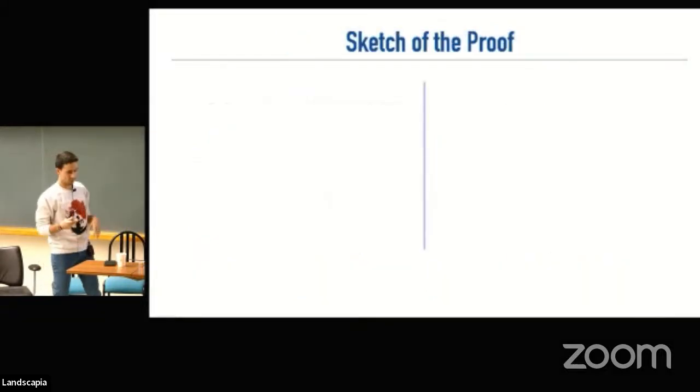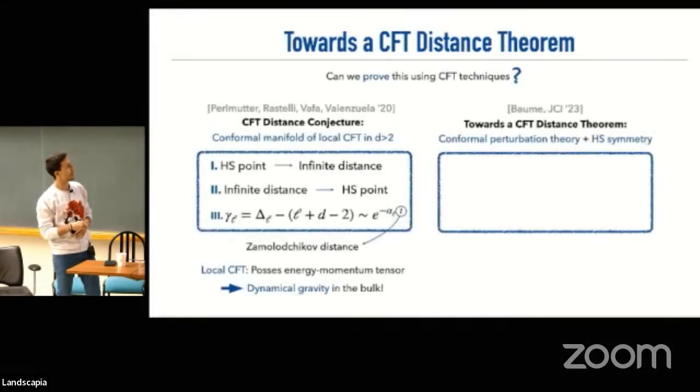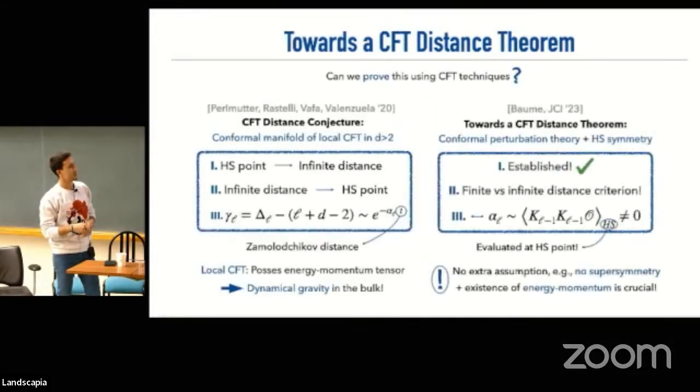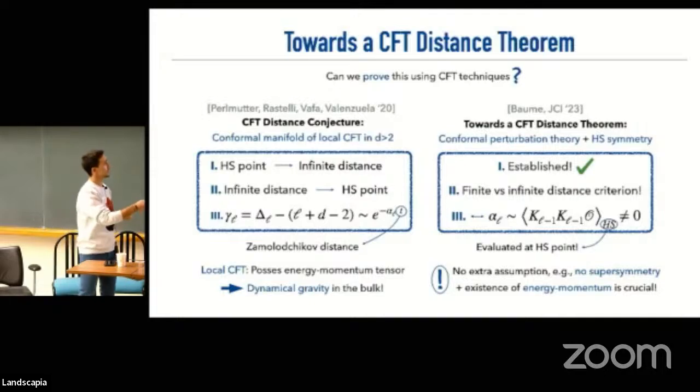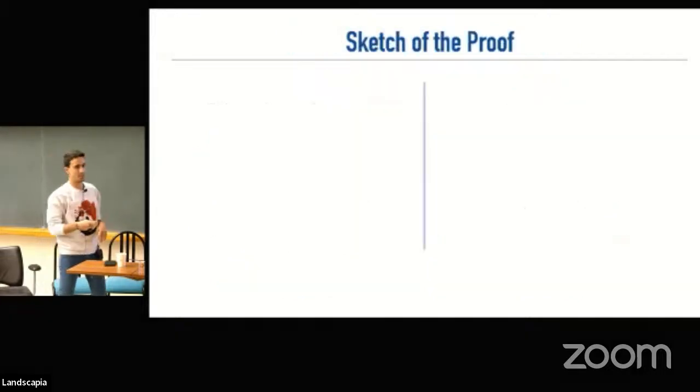So let me then give some sketch of the proof. Outside of the higher spin point, K is a descendant because it's essentially the divergence of J, of the higher spin current. But in the higher spin point it becomes a primary. I will review a bit how this K appears. So let me just give a sketch of the proof.